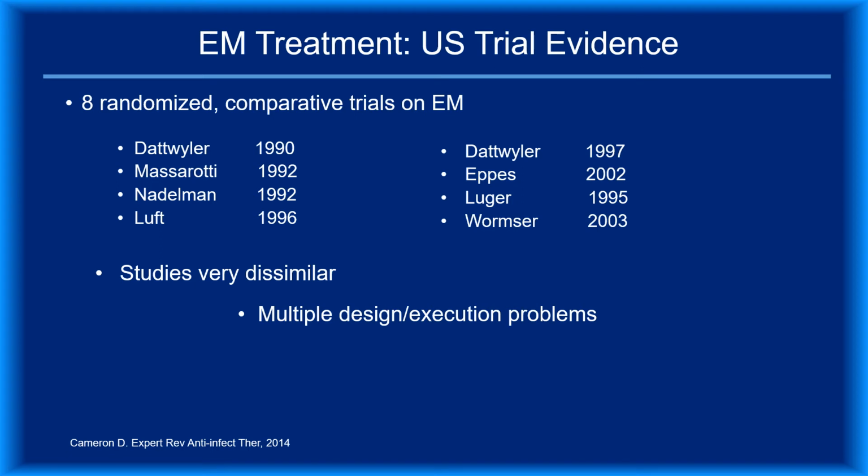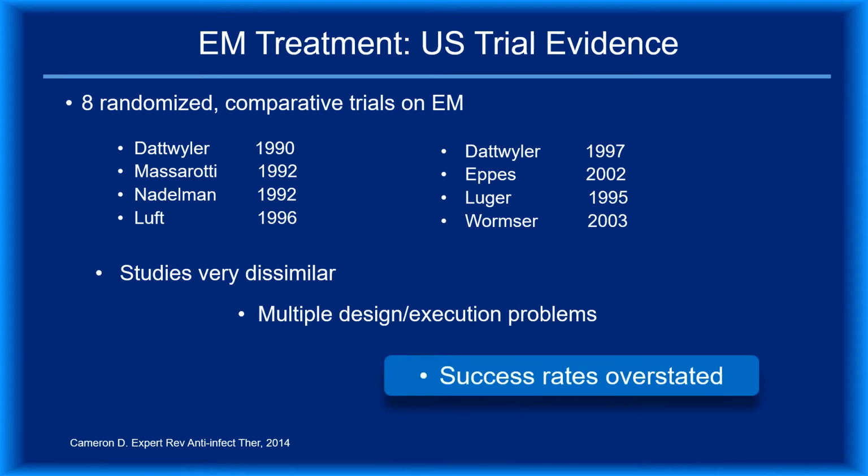Most EM cases in Europe are caused by Borrelia afzelii, which produces a different clinical spectrum of disease than Borrelia burgdorferi, and may not disseminate as widely as B. burgdorferi. The 8 studies differed in several ways. The designs and execution were far from ideal, leading to inflated efficacy findings that are unlikely to be matched in community-based practices.